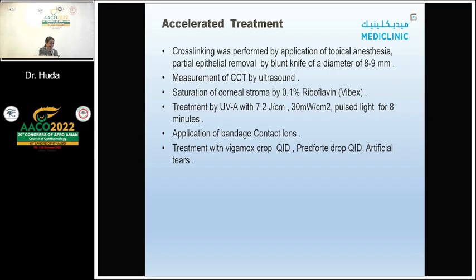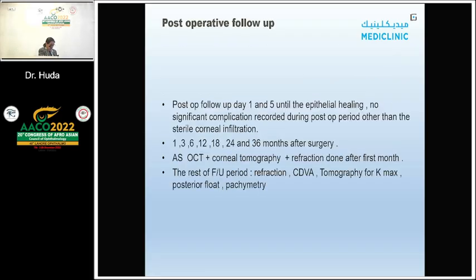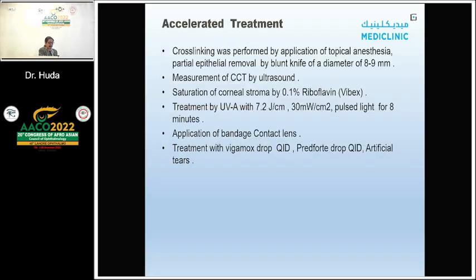Then saturation of the cornea by riboflavin 0.1% for 10 minutes. Then treatment of the cornea by ultraviolet of 7.2 joules per centimeter squared at 30 milliwatt power, with pulsed light: 1 second on, 1 second off for 8 minutes. Why 1 second on, 1 second off? The 1 second off allows oxygenation of the cornea, and it will give us a good result of cross-linking. And this is, I think, the best treatment for cross-linking.